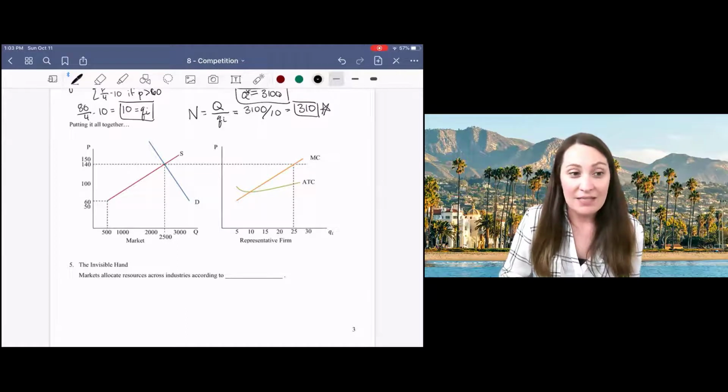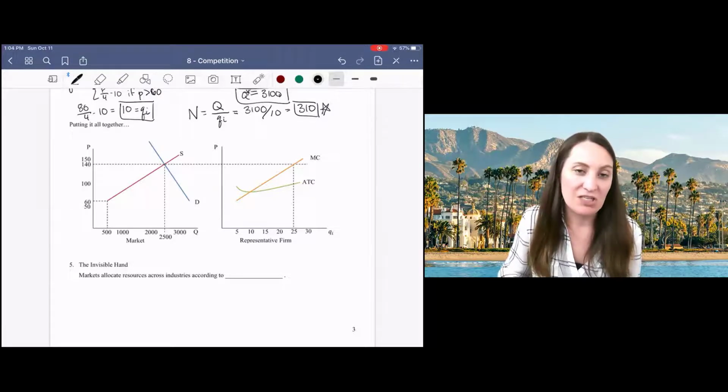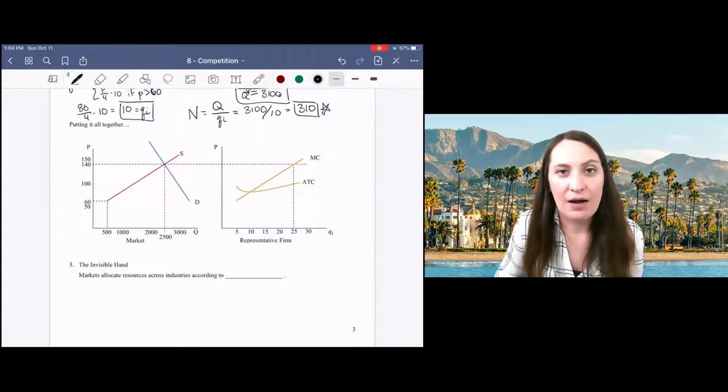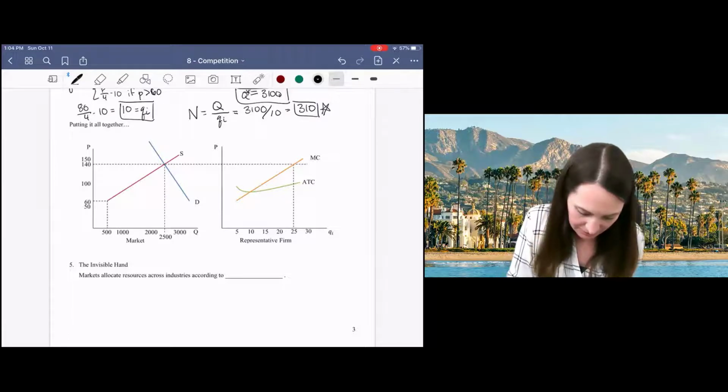So in these graphs, I have our supply curve, our demand curve for the market, and then I also have the individual firms' marginal cost and average total cost curves here. These are the same equations that we've been working with throughout the whole example. And I filled in some of the numbers, right?